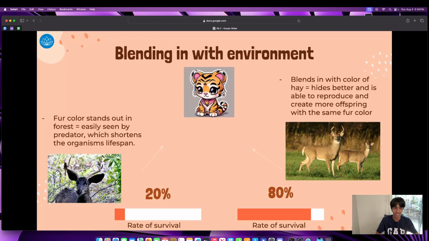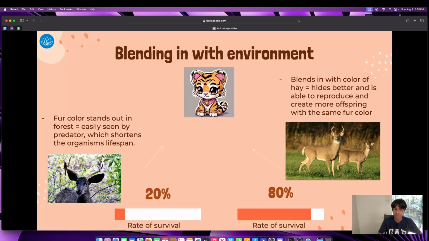That means it's easily seen by the predator, which obviously shortens the organism's lifespan, aka the organism has a higher chance of dying when hunted by the tiger. So we'll give it a 20% rate of survival. And then the beige deer that blends in so well with the color of the hay hides better and is able to reproduce and create way more offspring that have the same fur color. Because it's creating more offspring with the same fur color, they'll become a higher percentage in the population because they're successful. It has an 80% rate of survival because it blends in with the environment and the tiger can't catch it.